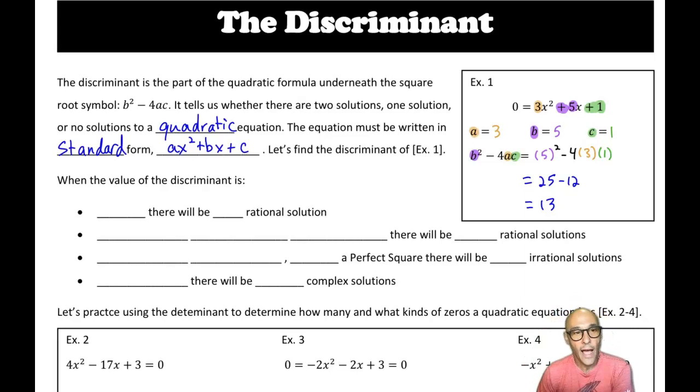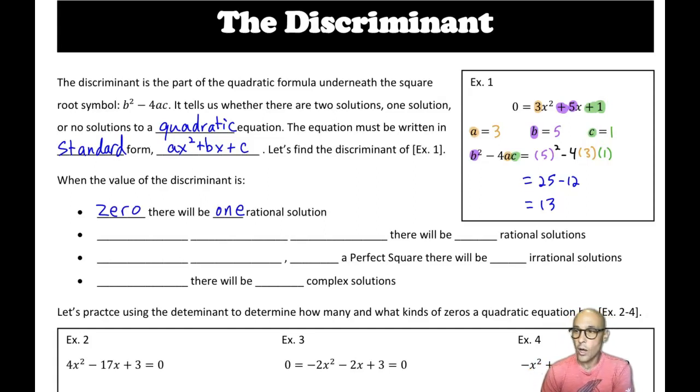So when the value of the discriminant is 0, there will be one rational solution. Rational means that it can be represented as a fraction. So one solution, and that solution could be a whole number, but it could also be a fraction.